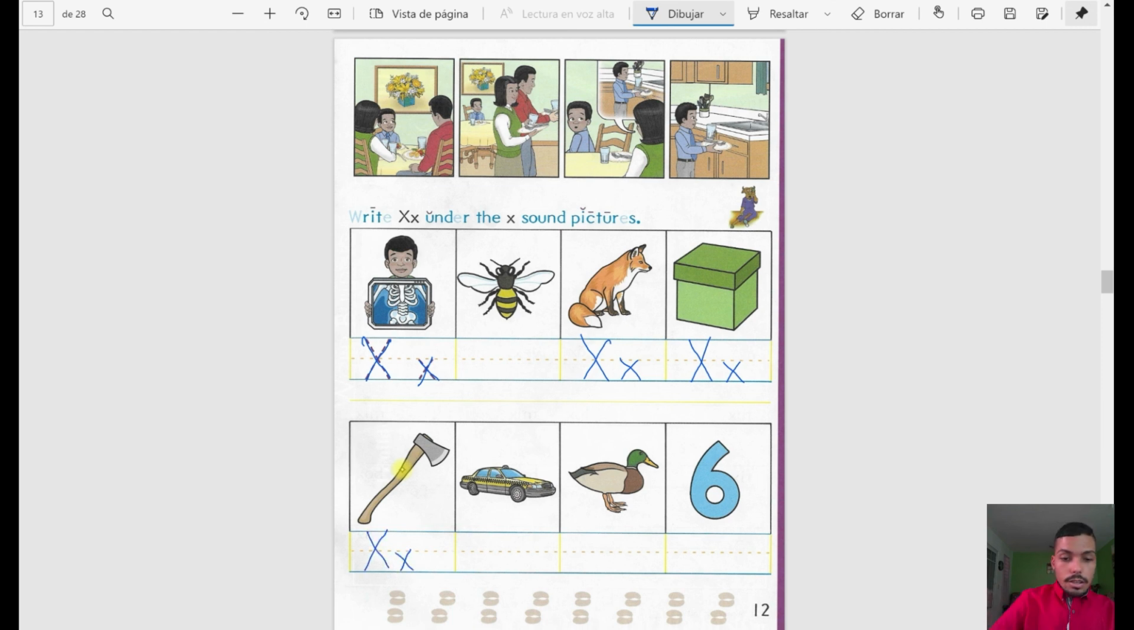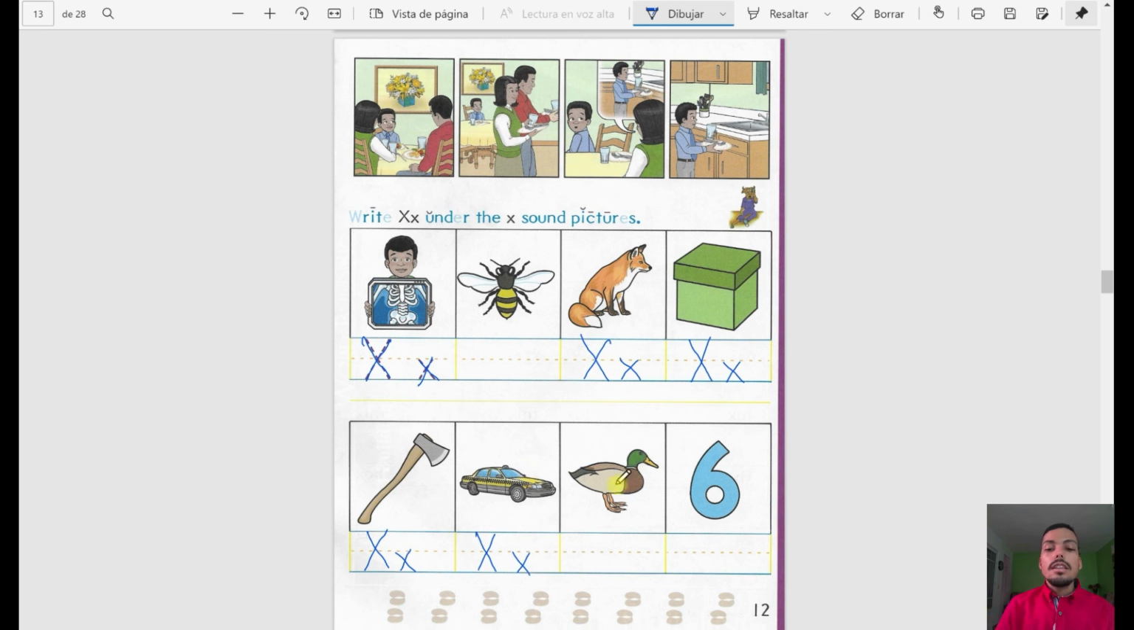Very good. The next one here, this is a taxi. Taxi has the sound X. Taxi, it has the sound? Yes, very good, it has it. So we have to write here under the taxi the X too, in uppercase and lowercase.